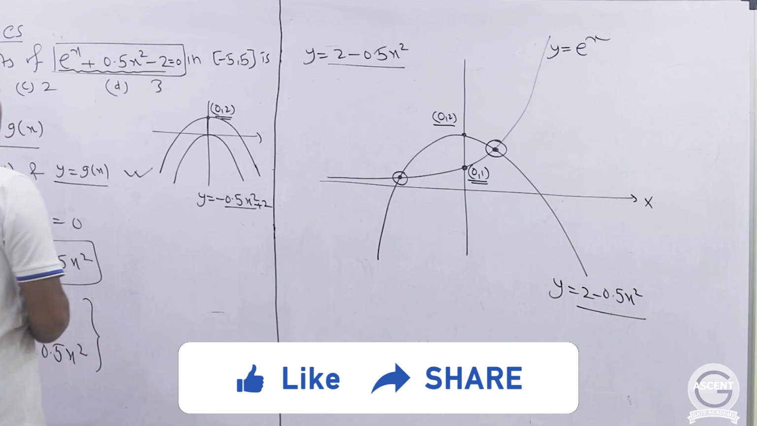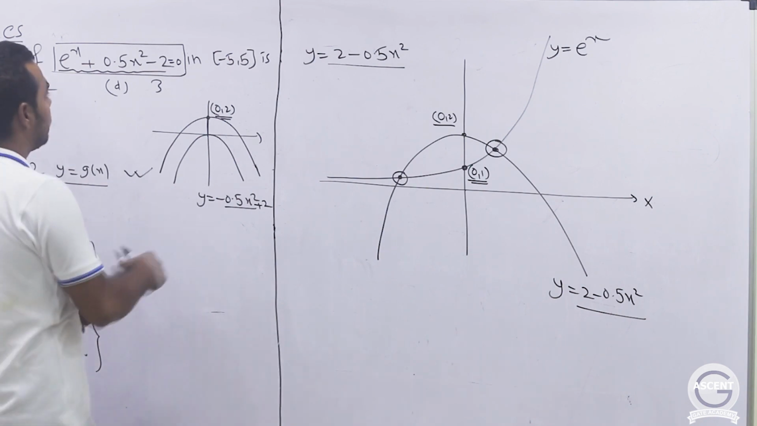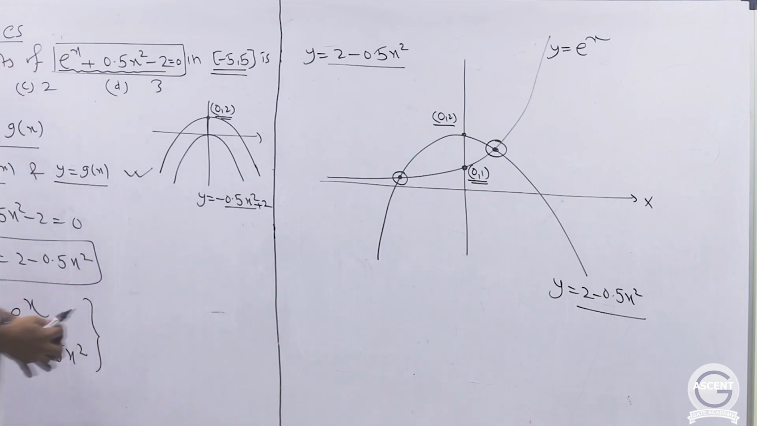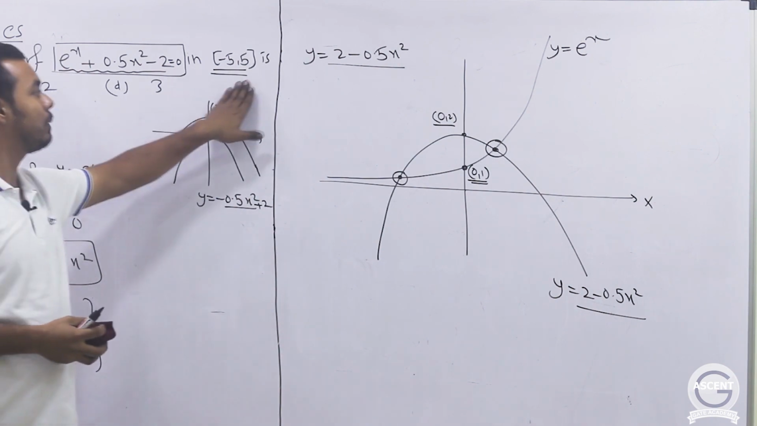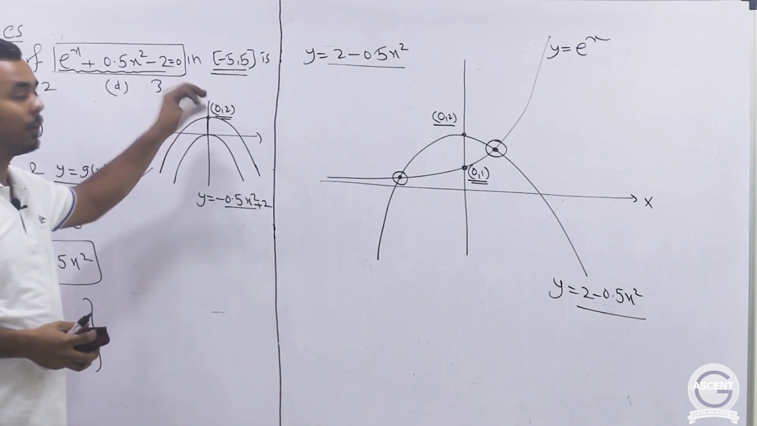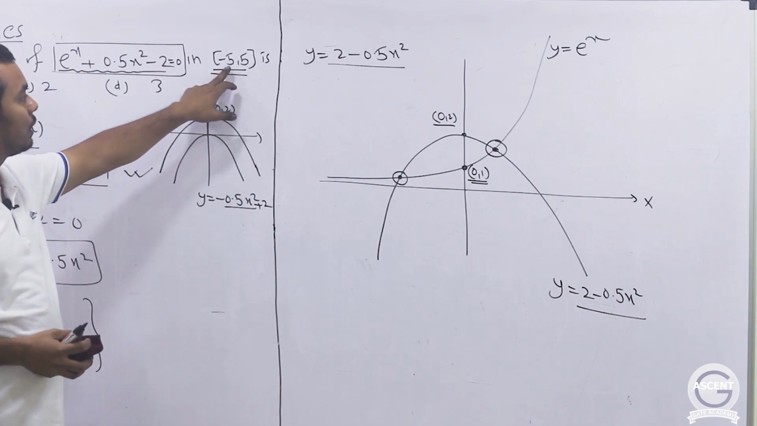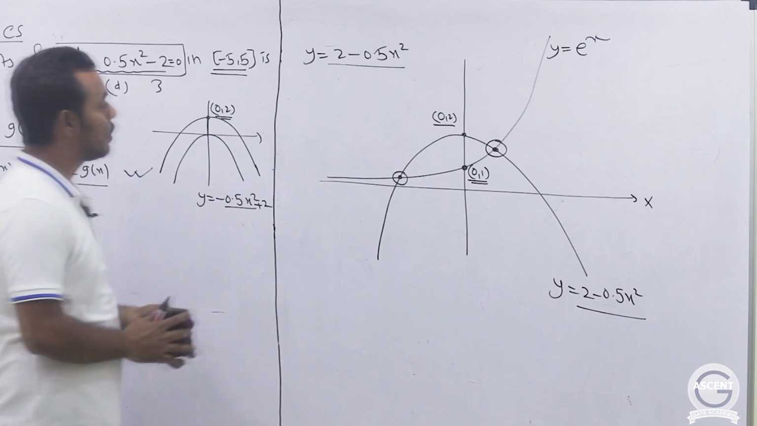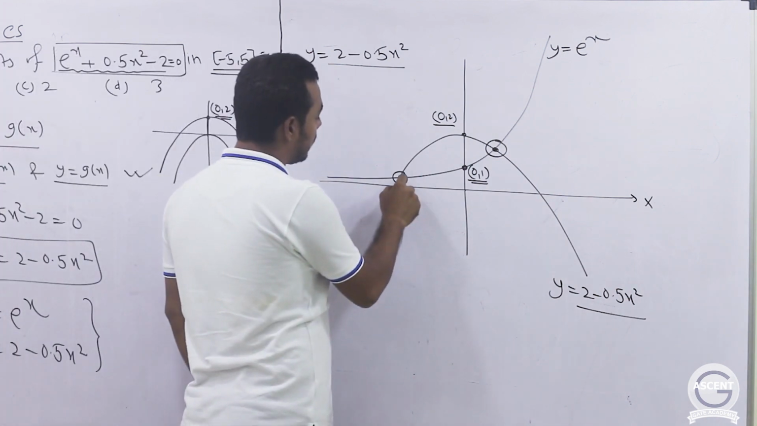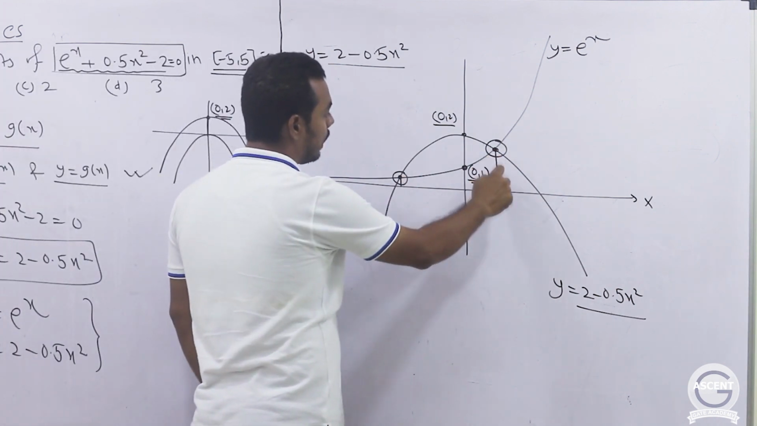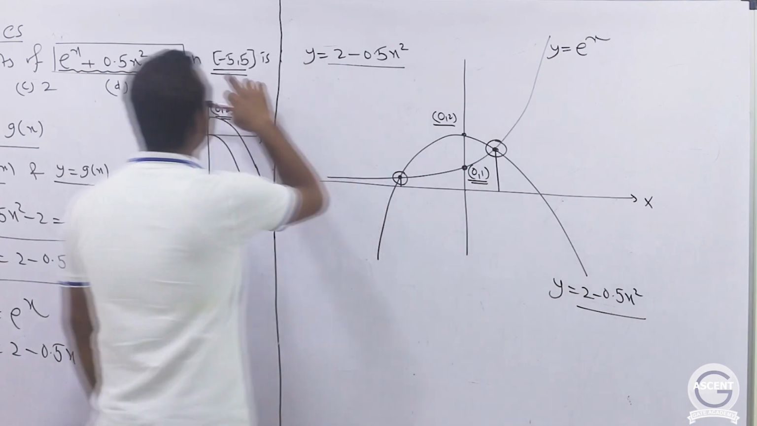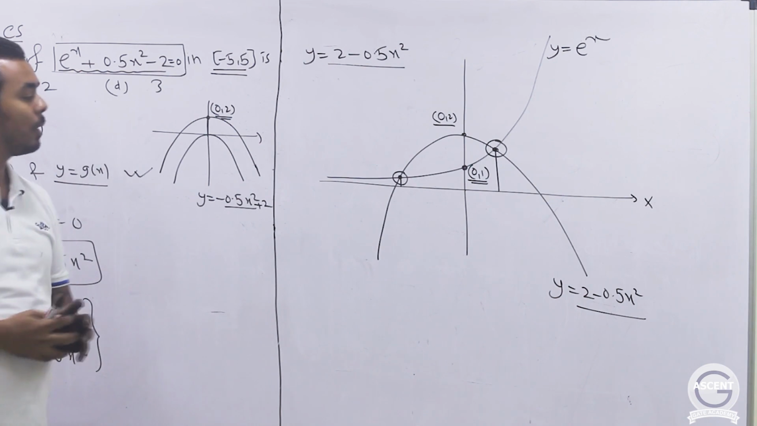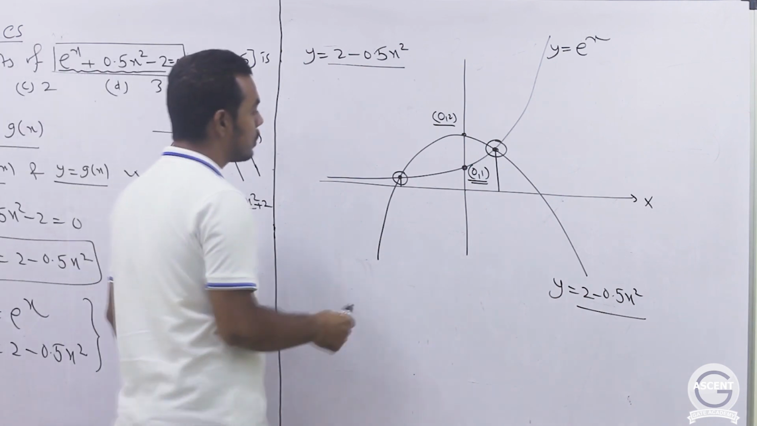But this question becomes a very good problem, because it is given that we have to find the solutions only in this interval. If a solution is outside the interval, then we don't have to count it. We have to find only those values of x which lie between minus 5 and plus 5. So how do we identify whether these 2 points are between these two extreme limits, minus 5 to 5, or not? For that there is a very important technique.